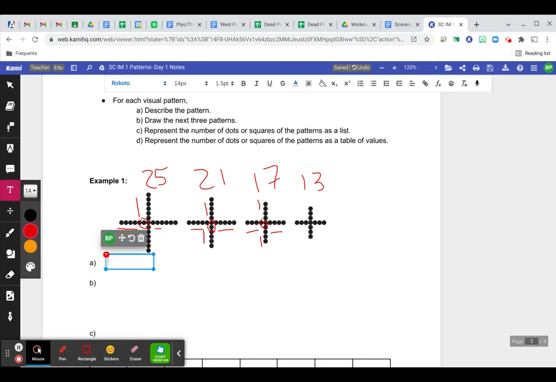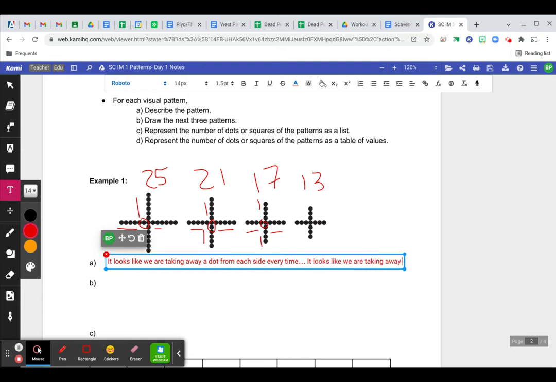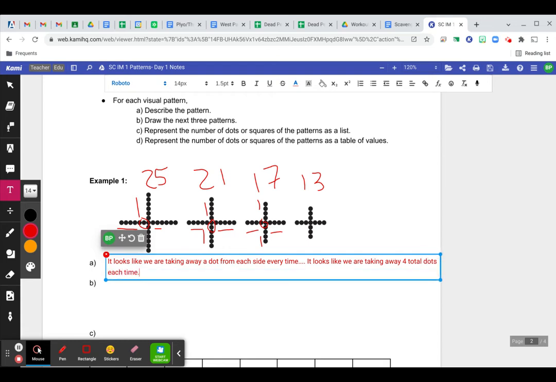of different ways you could describe this. So one way some students said was, it looks like we are taking away a dot from each side every time. Some other students said, it looks like we are taking away 4 total dots each time. And those are actually both correct, right? It just depends on how you're looking at it here.